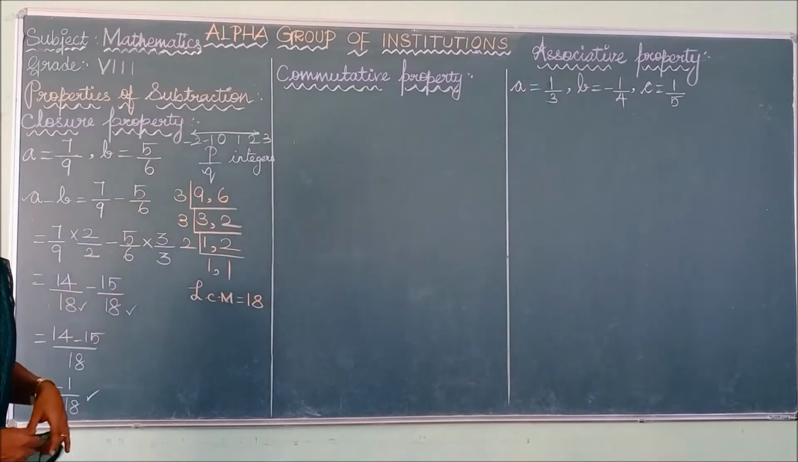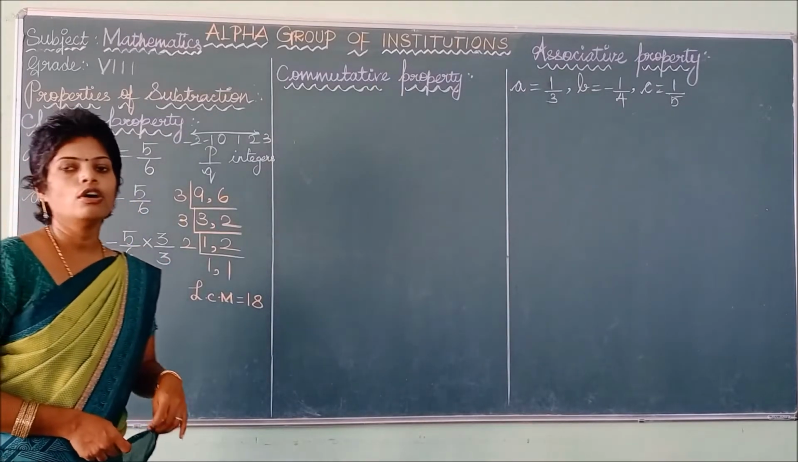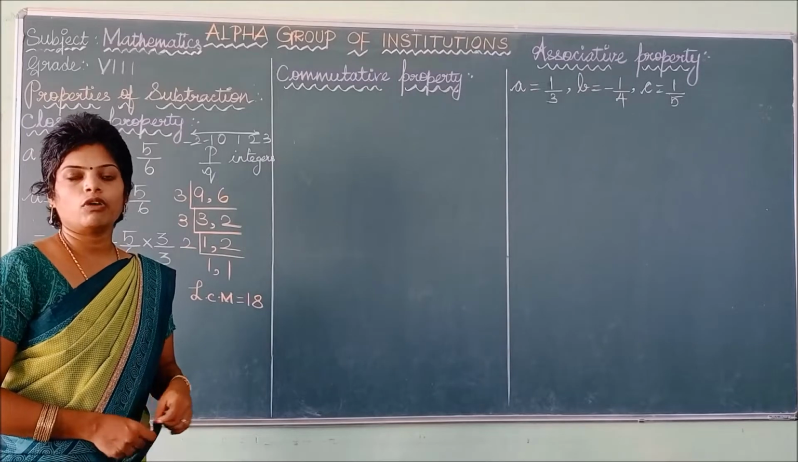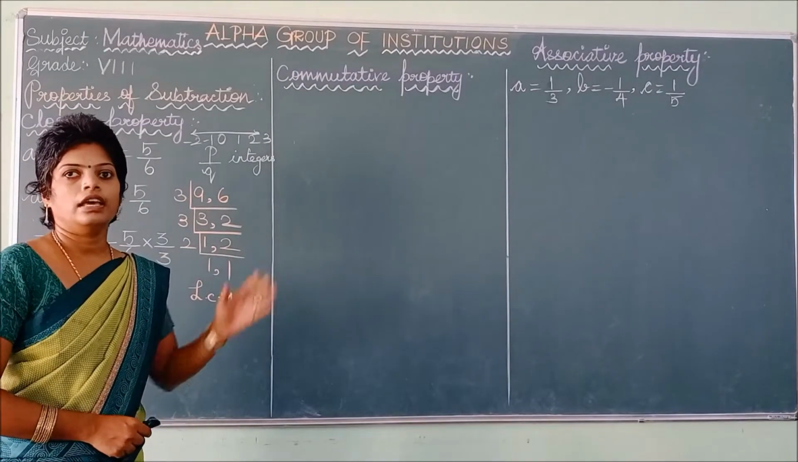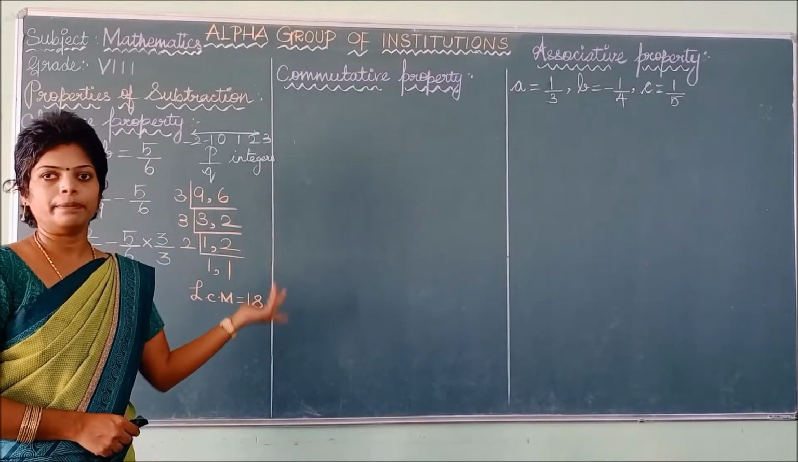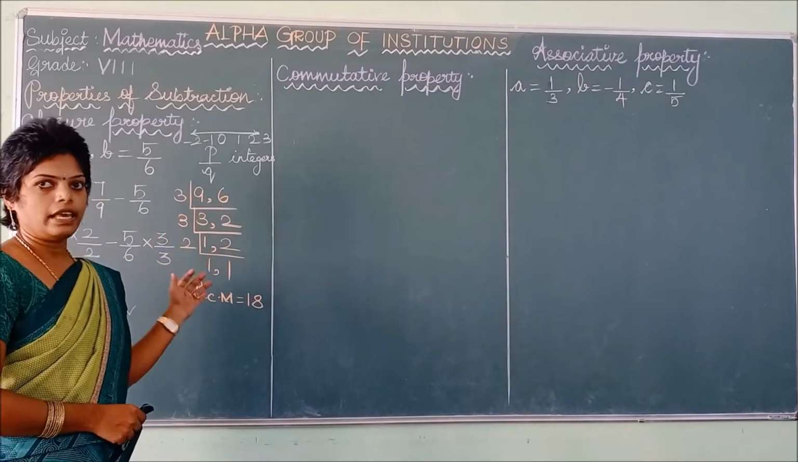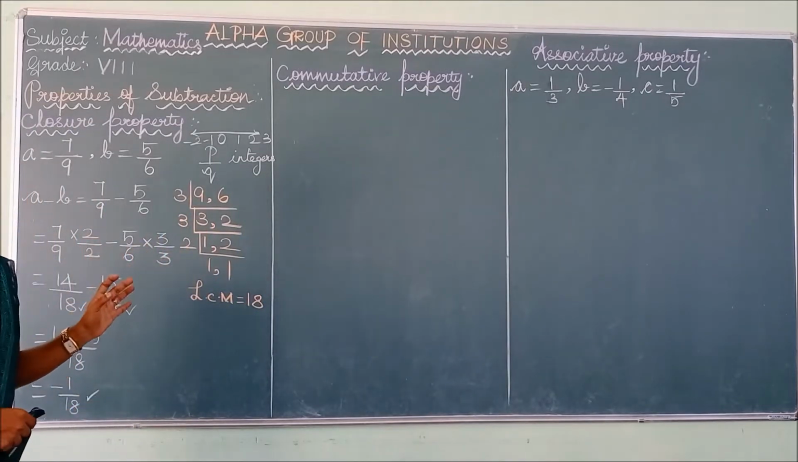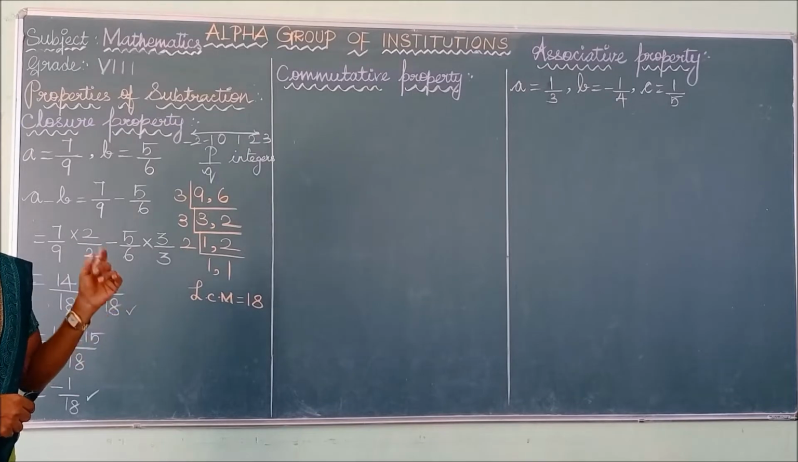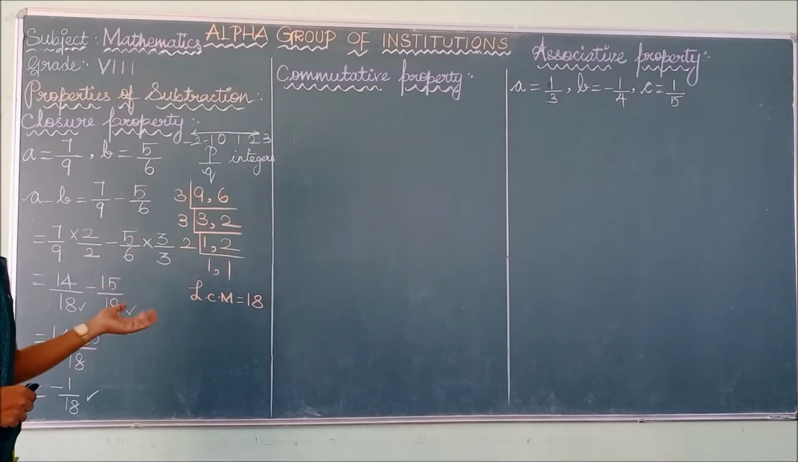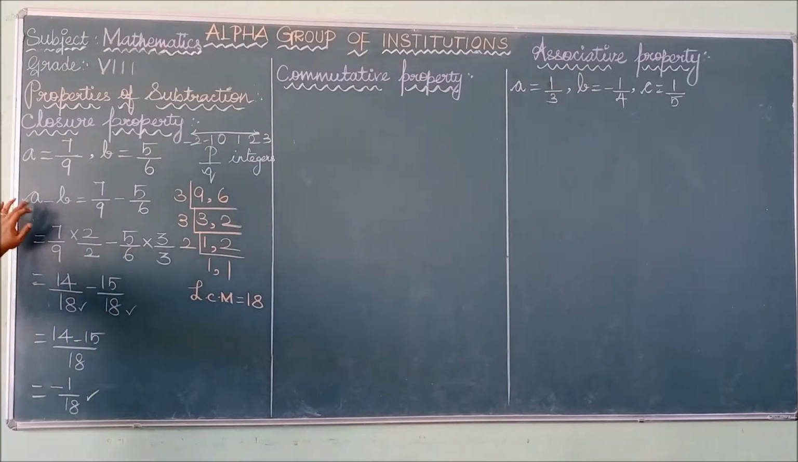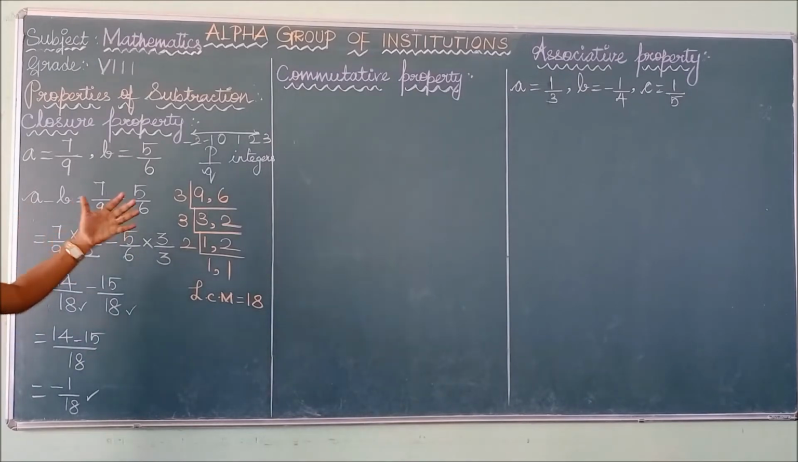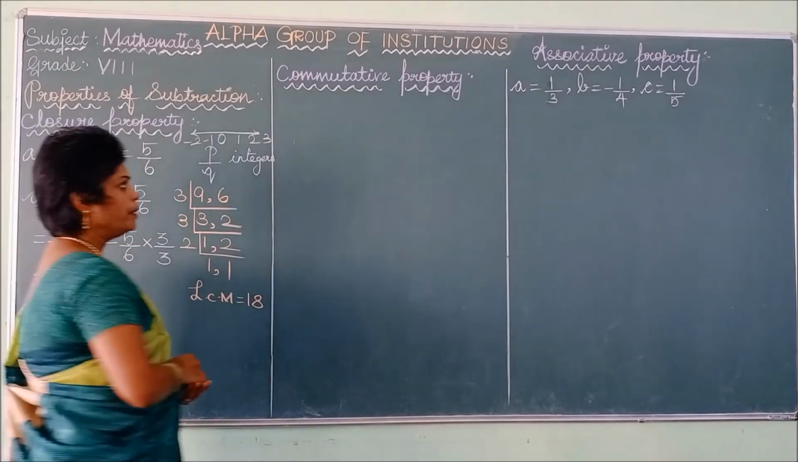Now we are moving to the next property, commutative. For commutative of addition, what you did in the last class: a plus b is equal to b plus a. In the same way, you are going to find the difference also: is a minus b equal to b minus a or not? We have already taken a minus b, so now we can simply solve the right hand side, b minus a.